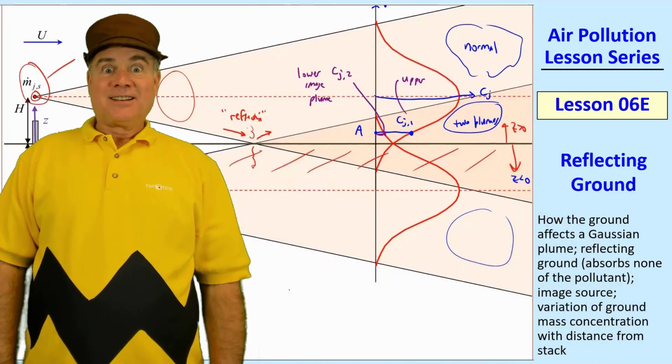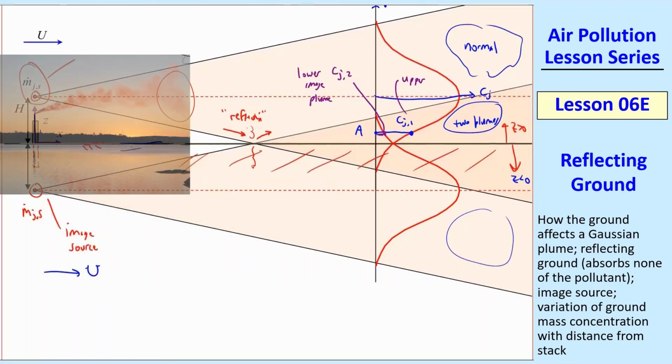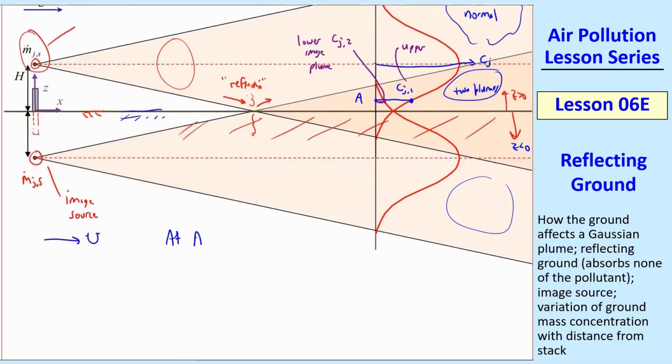Good grief. You know how you see those photographs on a lake, and you pretend this ground is water, and you see the pure reflection in still water on a lake. You see the reflection of that plume. Well, that's kind of what we're seeing here. So at this point A of interest, CJA is equal to what we call CJ1 plus CJ2. So you just add them up. This little segment is CJ2 and this big segment is CJ1. You're just superposing those together.